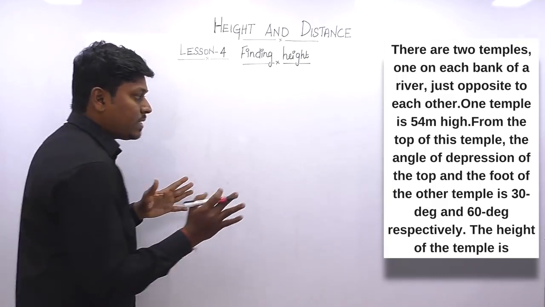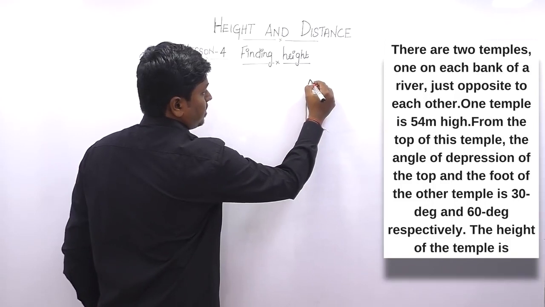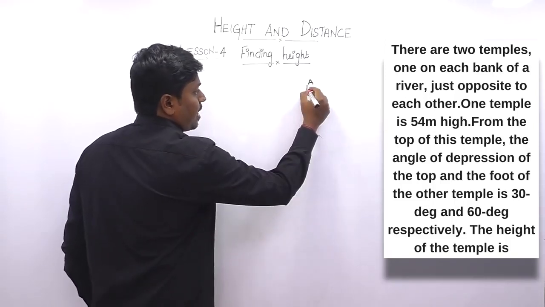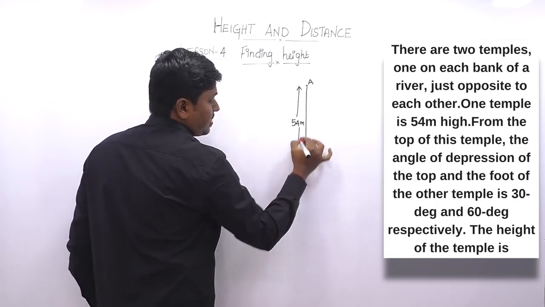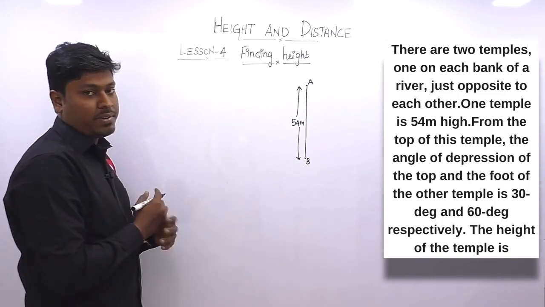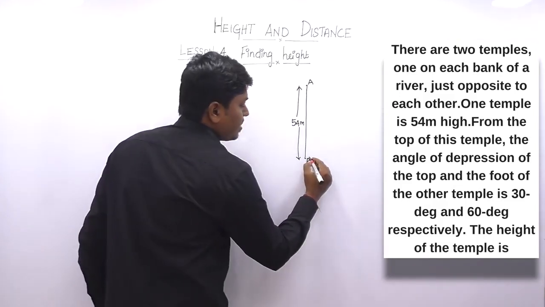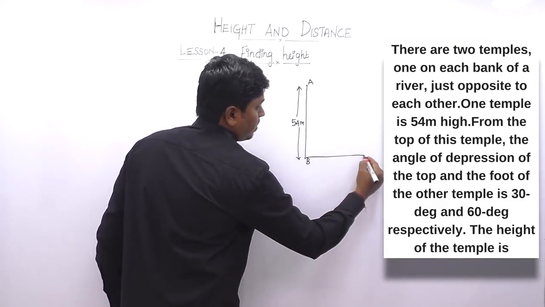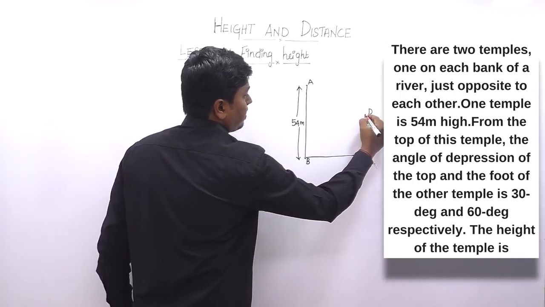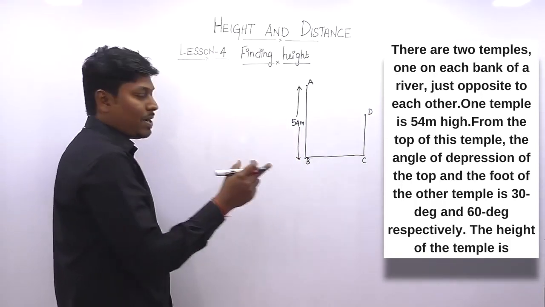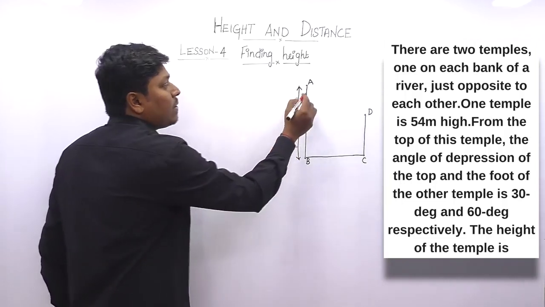So let me draw the diagram perfectly. I am going to assume A and B be temple number 1, and we already know that temple number 1 height will be 54 meters. They have told that there are 2 temples, one on each bank of the river. So let me assume that this is a river. So C and D be temple number 2, A and B be temple number 1, and BC be the river. And from this 54 meter height temple, the angle of depression is given.